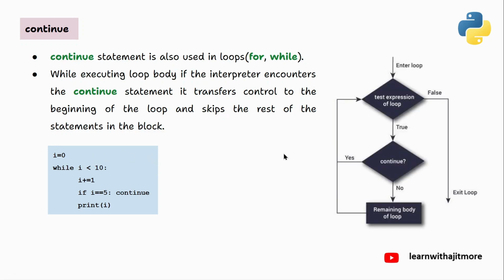Okay? Look at the flowchart. It checks the entry condition. If the entry condition is false, the loop directly stops and continues with the remaining program. But if the entry condition is true, come inside and check whether it is continue. If it is continue, come to the beginning, and if it is not continue, run the remaining code. After running the remaining code, again come back to test the condition. Agreed, guys? Yes.